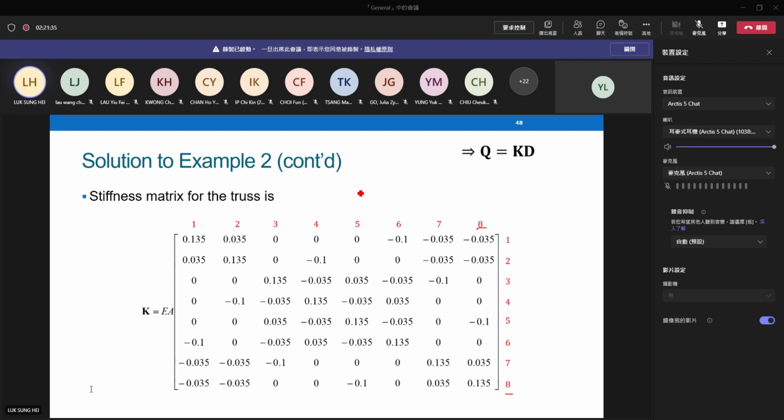Some are basically useless. In the next part, we will discuss how to solve a structural problem using this matrix method. And then I will also let you know how to identify which part is useful, which part is useless in the calculations. At this moment, we can't solve the problem because we do not have the loading, no force.